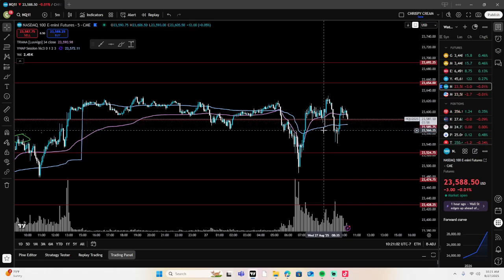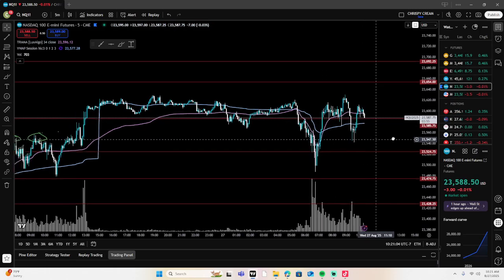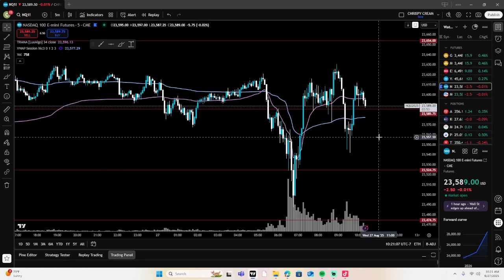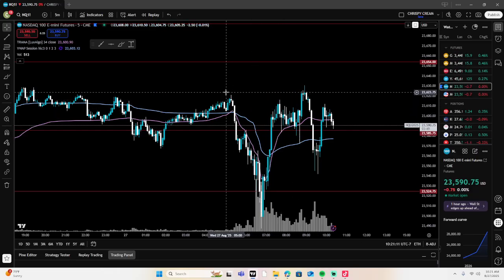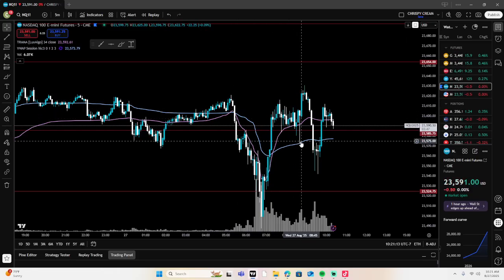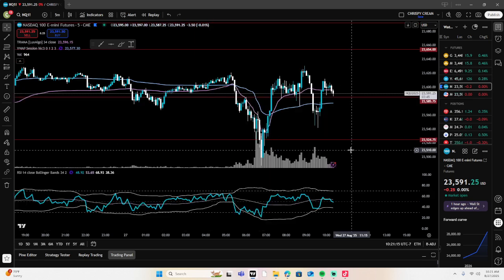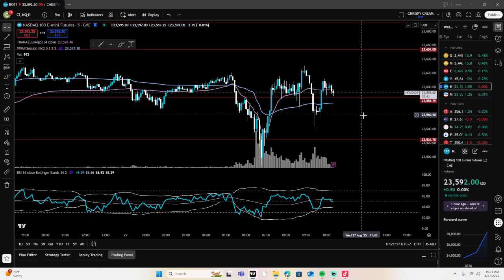Okay, so you played the short off the failure to break these highs and the rejection to make the higher high, and then you caught this move with this wick. Yes. Okay, pretty solid. That was a nice TP as well. Pretty solid stuff.